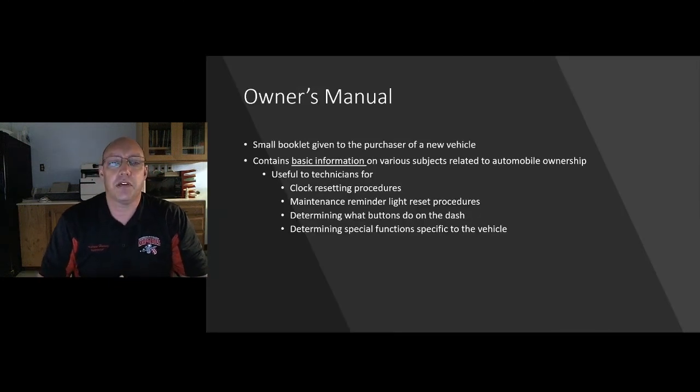All right. The owner's manuals are small booklets given to the purchaser of the vehicle. It's important to note the difference. That booklet contains a lot of really good information sometimes for you as a technician, like how to set up the door locks or how not to. It comes with a lot of basic information: how to set the clock, how to reset maintenance reminders, procedures, determining what buttons on the dash do what. Obviously determining special functions specific to the vehicle. Like I said, do I want my door locks to be where the doors lock when I put it in gear?